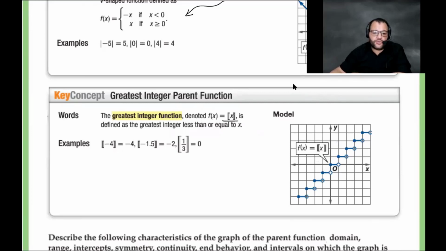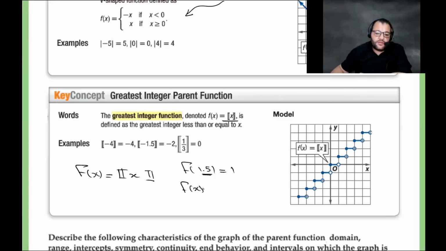That is the greatest number. So when I say that I need f of x equals, that is the form for the greatest integer function, that's the floor of x. When I need f of 1.5, what is the greatest integer number which is smaller than or equal to 1.5? The answer will be 1.